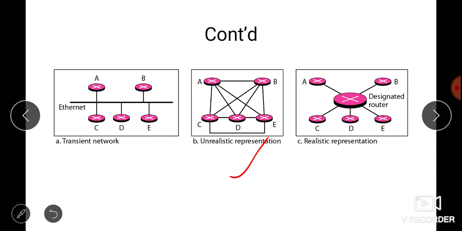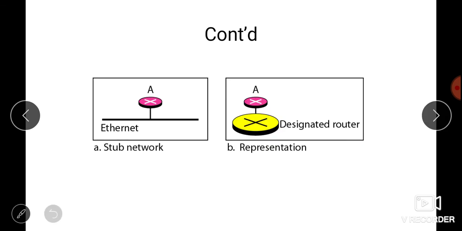Why is this unrealistic? Because we would have to broadcast each and every piece of information to every node. In the realistic representation, we take a central router, something like a star topology. All remaining routers are connected to this central router, and then the information can be passed via this central router. Okay, next we have the stub network. A stub link is a network which is connected to only one router. The data packets enter the network through this single router and leave the network through the same router.